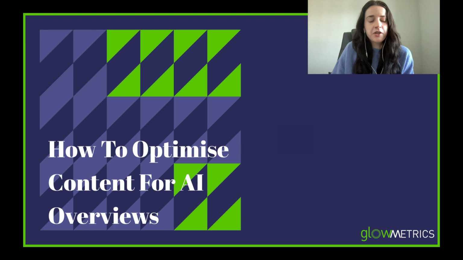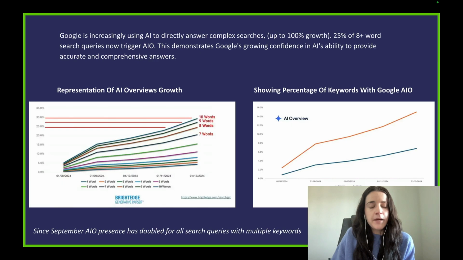So how do you optimize your content for AI overviews? I wanted to show you this graph because I thought it was really interesting. So when we go back to my first couple of slides, when we saw the disasters that AI overview originally was and just how much it's growing and how much more sophisticated it has become, there is a massive increase actually in AI answering more complex searches. It's up by 100%, and 25% of those searches have an 8+ word search query that will trigger an AIO.